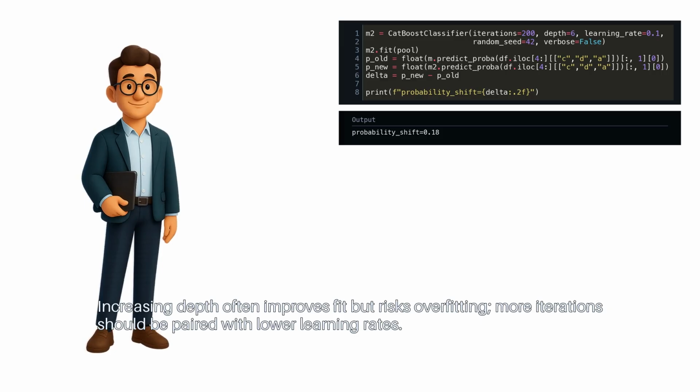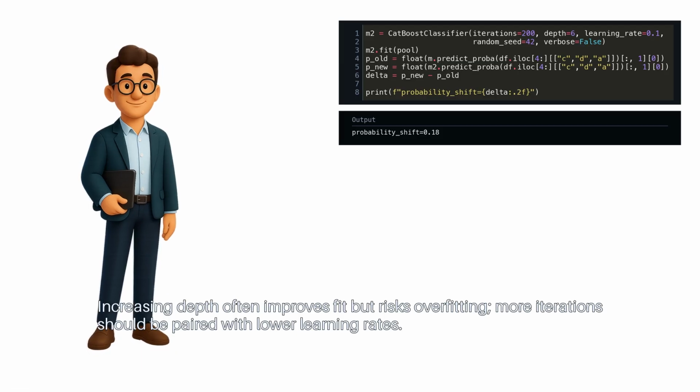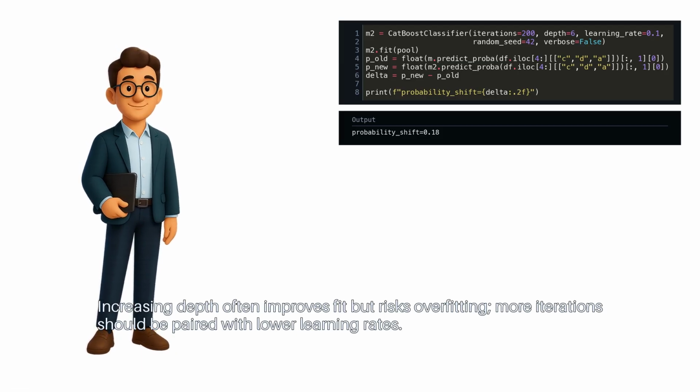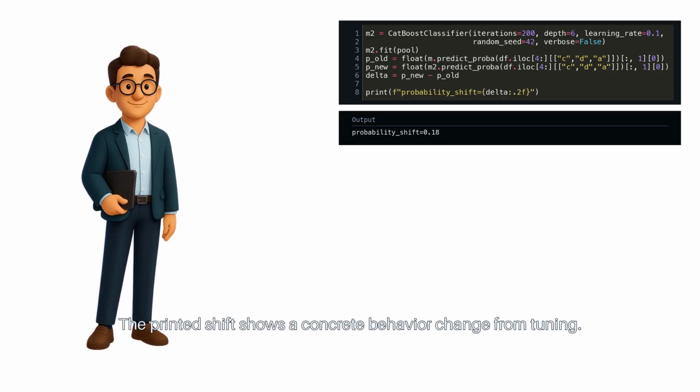Increasing depth often improves fit, but risks overfitting. More iterations should be paired with lower learning rates. The printed shift shows a concrete behavior change from tuning.